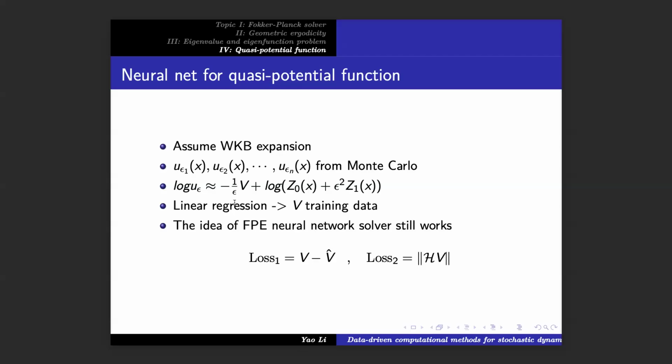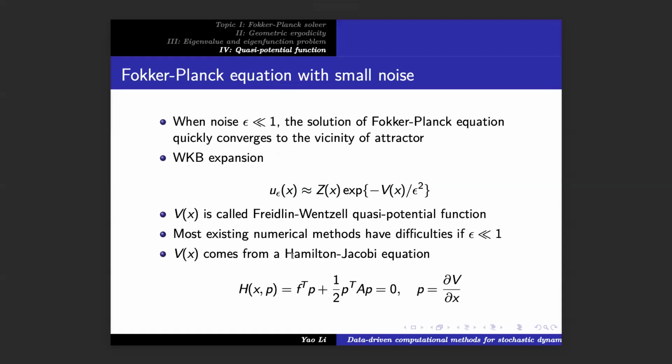Then you can adopt the same idea of training the Fokker-Planck equation by a neural network, because you want to minimize the difference from the Monte Carlo data and the residual of the operator. This H is coming from this HJE.